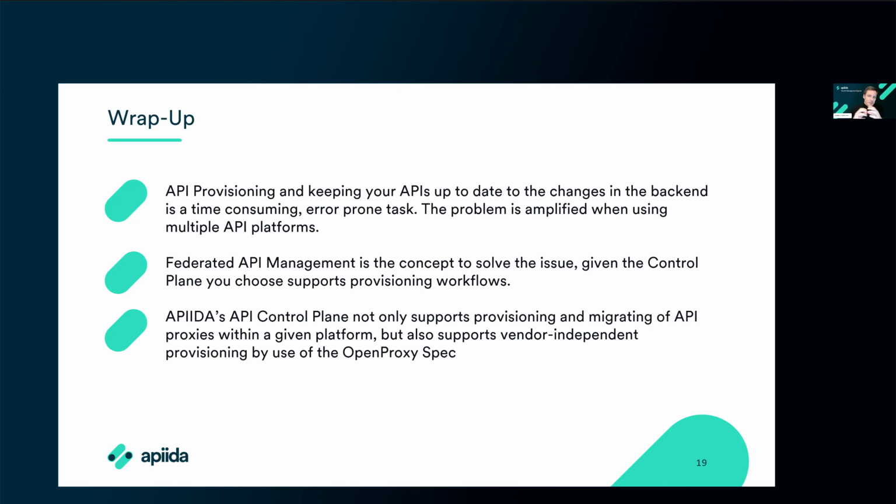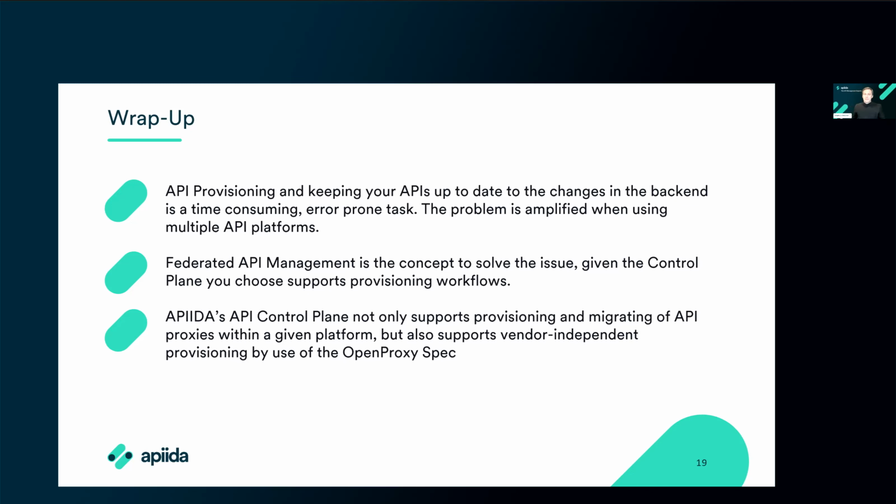Now, if you are running a solution like the API control plane, that means you can choose those gateways based on their strengths. You don't have to go for the smallest common denominator. Use whatever fits the task at hand best, right? So you get the most out of your API program.